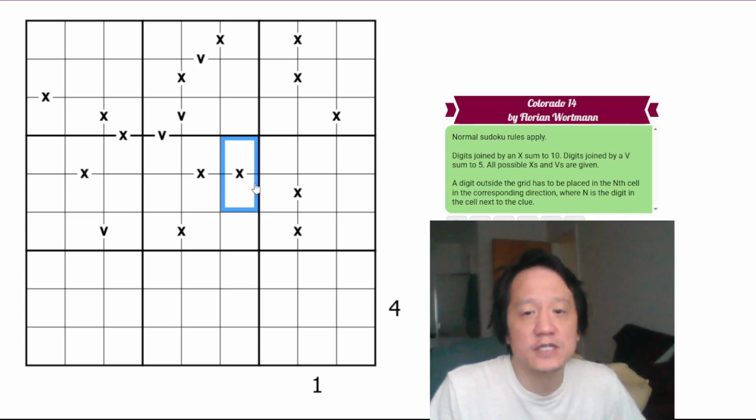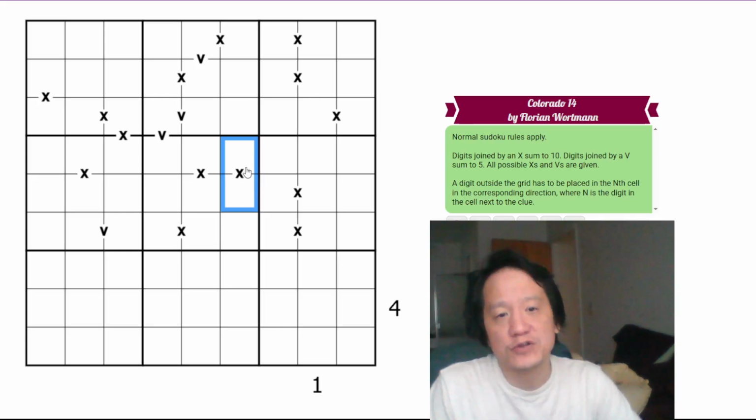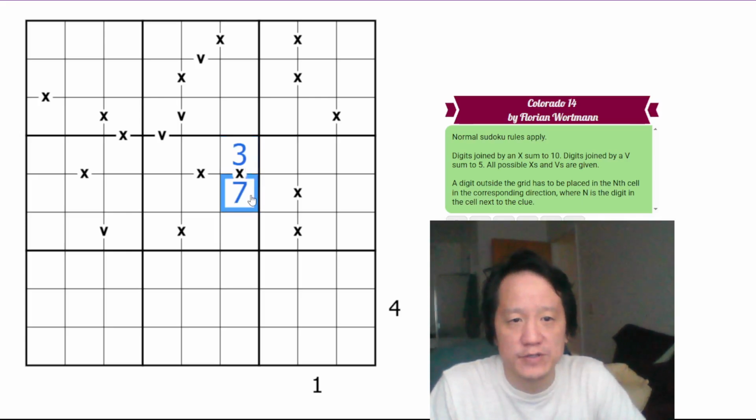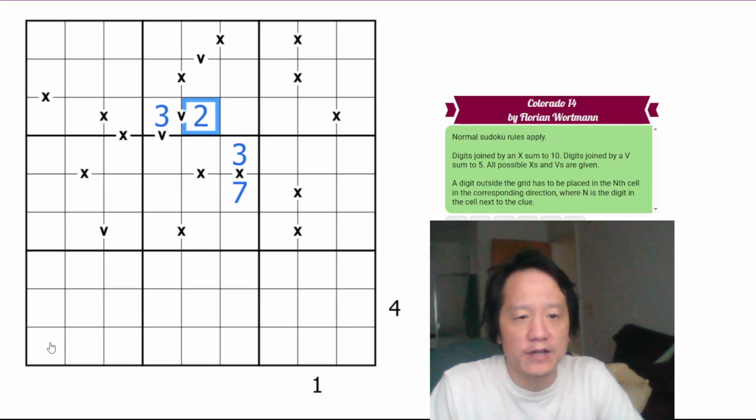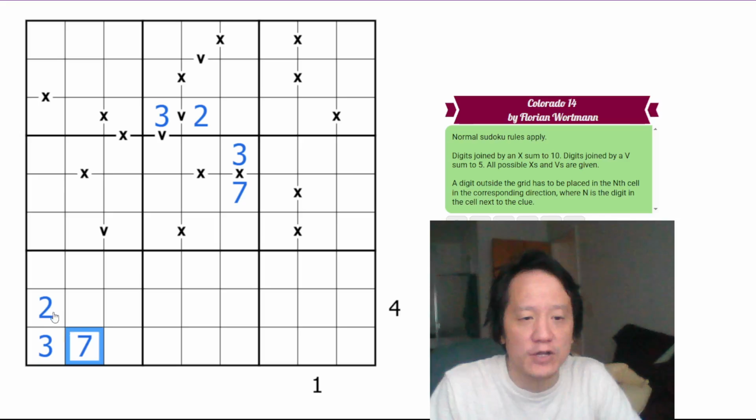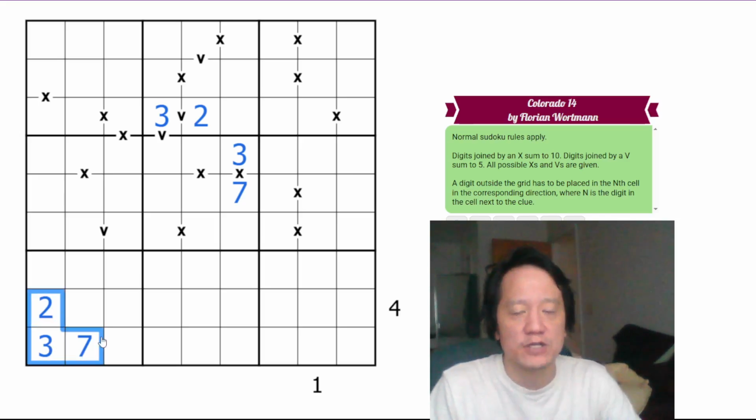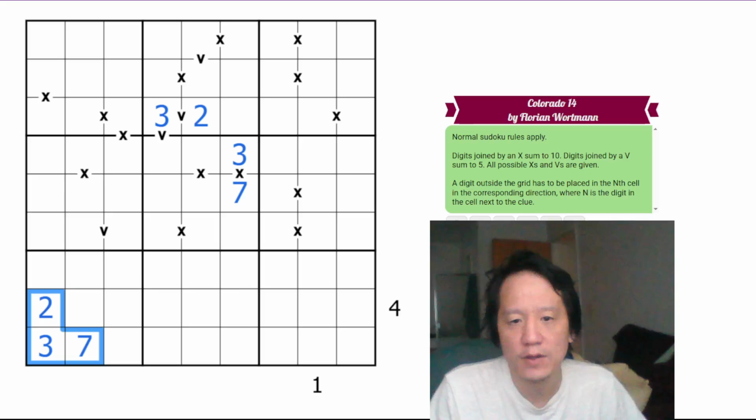So this is the negative constraint here. For example, if this were a 3, this would have to be 7. If this were a 3, this would be 2. But if this were 3, neither of these digits could be a 2 or a 7, because if there was a 2 or a 7 here, there would have to be an X or a V in between those, and there is none. So that's what the negative constraint means.